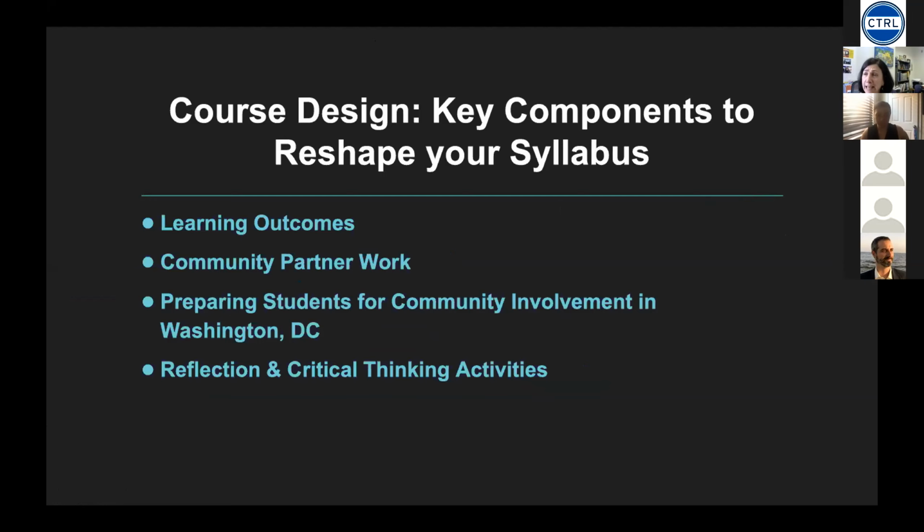One is the learning outcomes. Another is how to set up your community partner work. And again, that depends on your course and you and a whole bunch of other things. How do you prepare students to get involved and to work in the community, whether it's the research, the direct service, or the project-based work? And finally, what are some reflection and critical thinking activities you can build in? When do you build them in? What does it look like? We'll talk about all that.